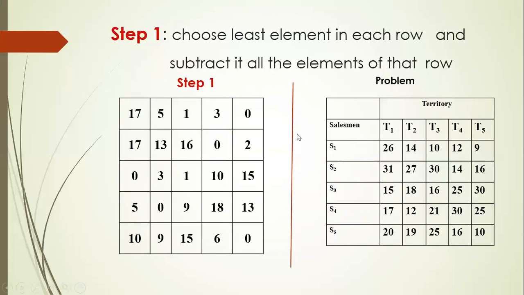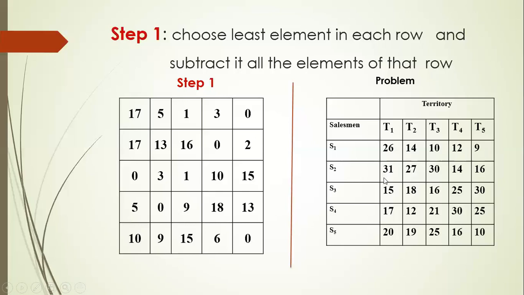This is the problem. For easy understanding, I write the problem. Step one: just form a blank matrix of 5 rows and 5 columns. One by one, first row: choose the least element in the row. The first row's least element is 9. Subtract 9 from all the elements. So 26 minus 9 is 17, 14 minus 9 is 5, 10 minus 9 is 1, 12 minus 9 is 3, 9 minus 9 is 0.